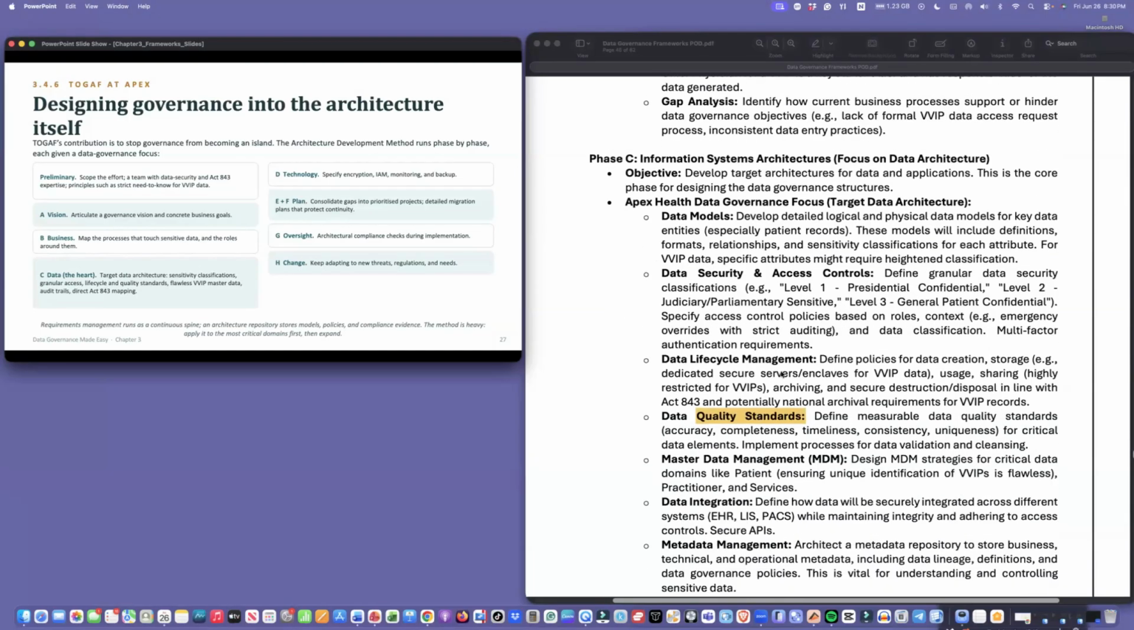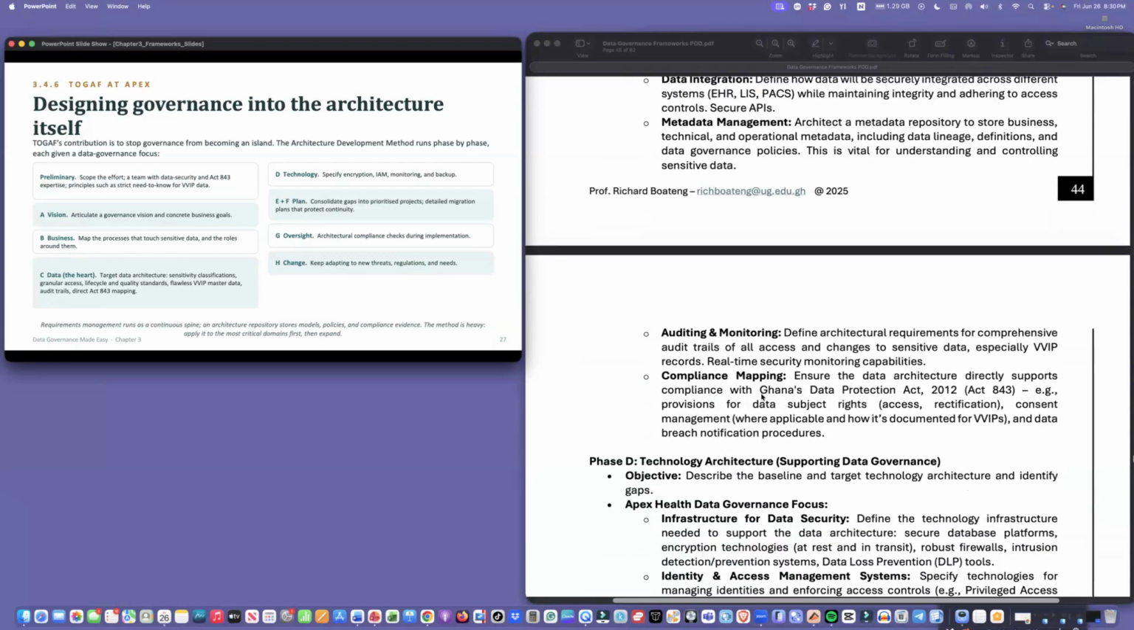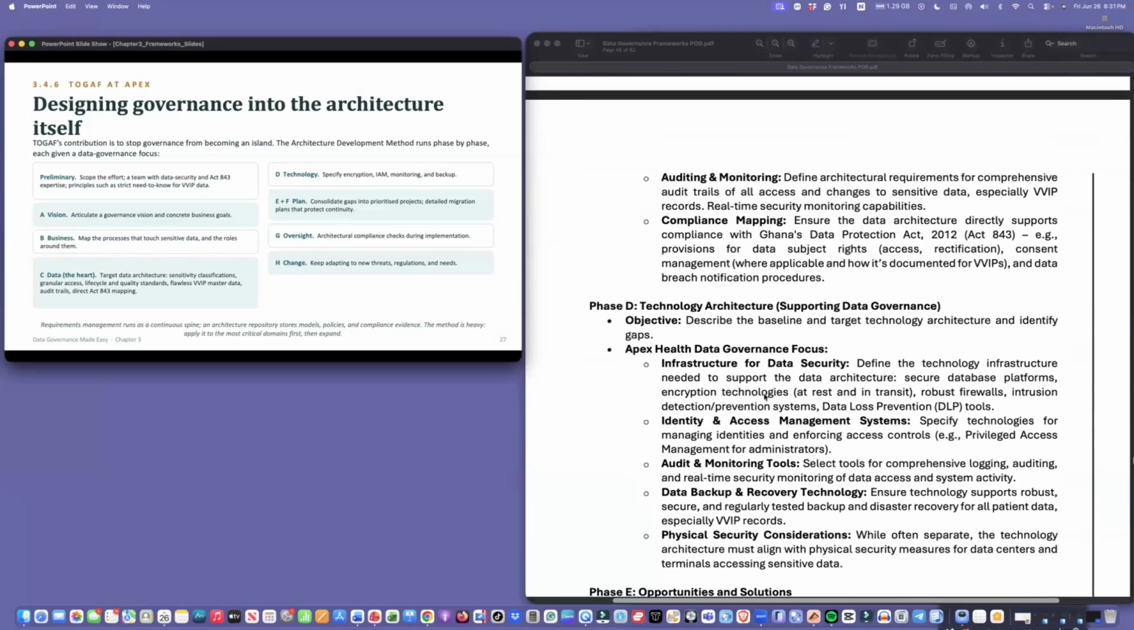Then you do your data lifecycle management. Then all the other components we have been talking about, data management, data integration, auditing and compliance mapping, will play a role. Then you get to the technology architecture, supporting data governance. What technologies do we need to support what you have defined earlier? So you have to consider the encryption technology you need. And then what will be needed to secure the database, to ensure we have robust firewalls, ensure that we have data backups, ensure that I've got business continuity. All of it will be in the technology architecture.